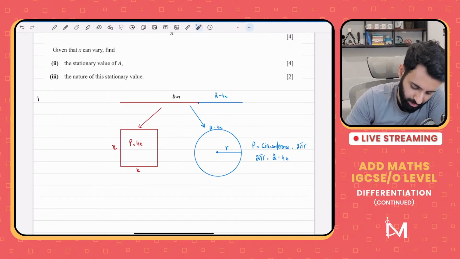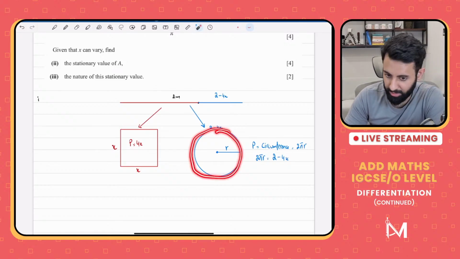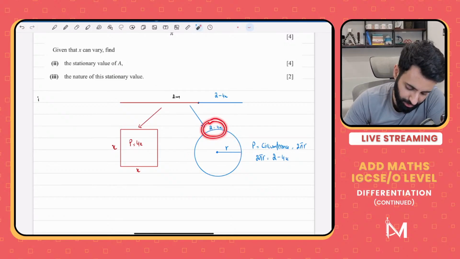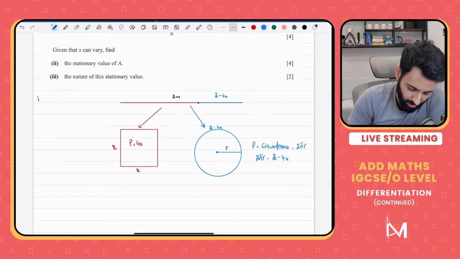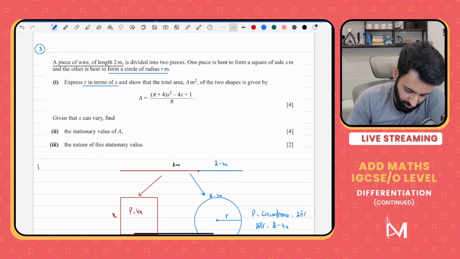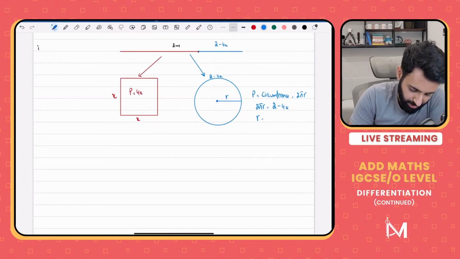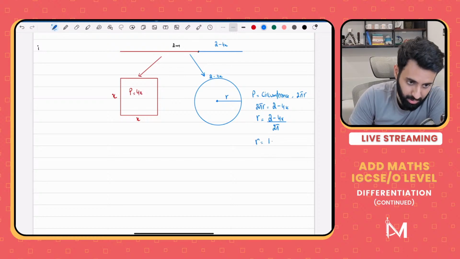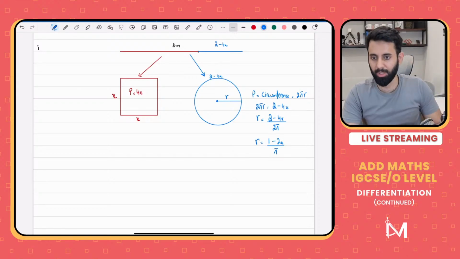Okay, I repeat, 2πr, which is the formula for calculating the circumference, is equal to the length of the wire, which is 2 minus 4x. Now, what we are supposed to do is, remember, keep your eyes on the prize, we're supposed to express r in terms of x. So how can I use this equation to express r in terms of x? 2 minus 4x upon 2π. Let's divide everything by 2, so it's going to be 1 minus 2x upon 2π. 1 minus 2x upon π, actually, not 2π, upon π.